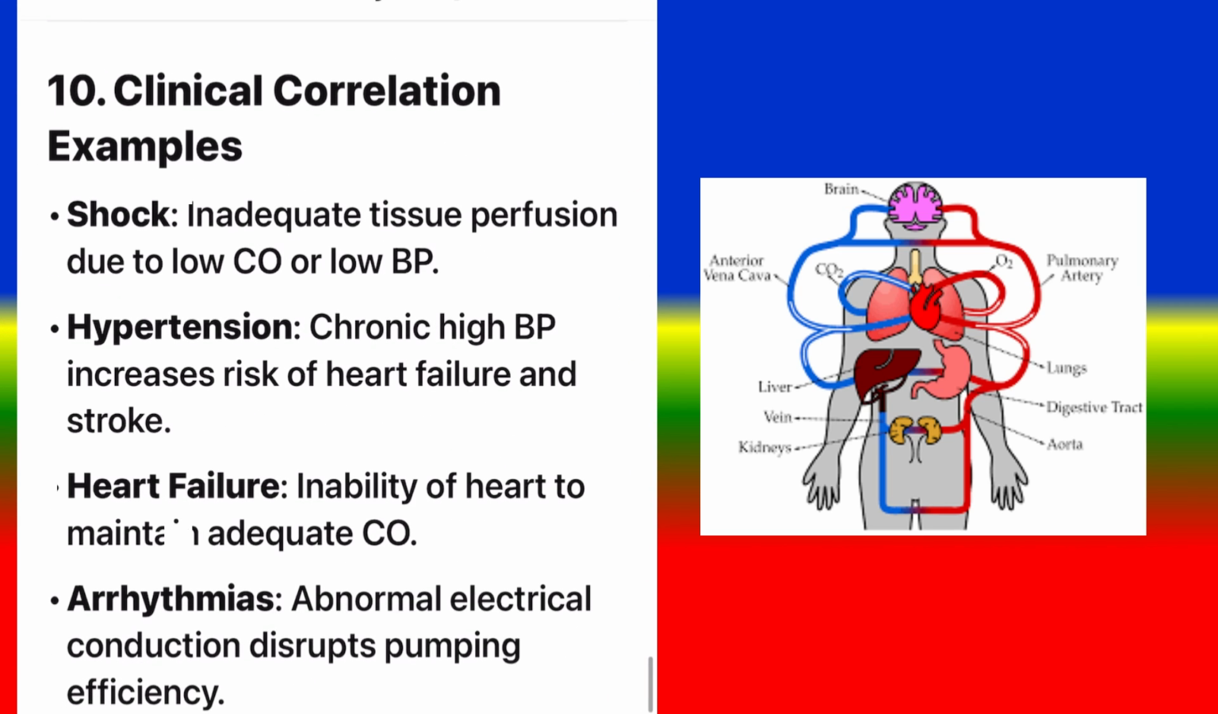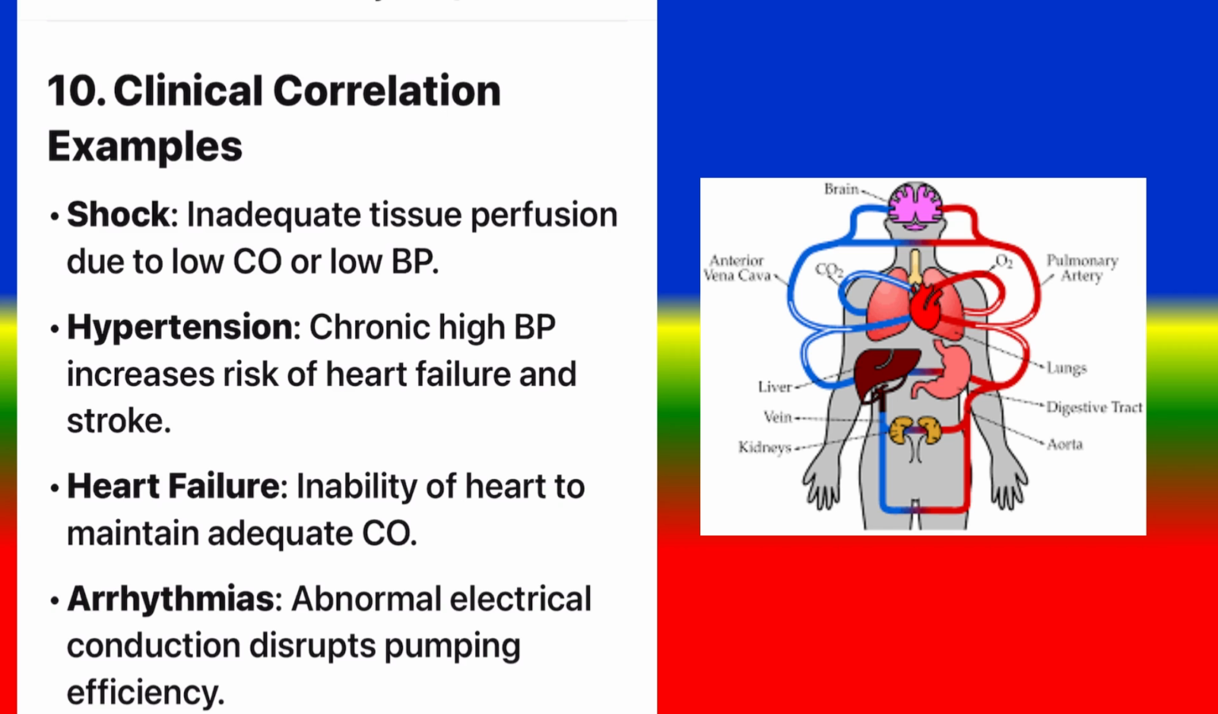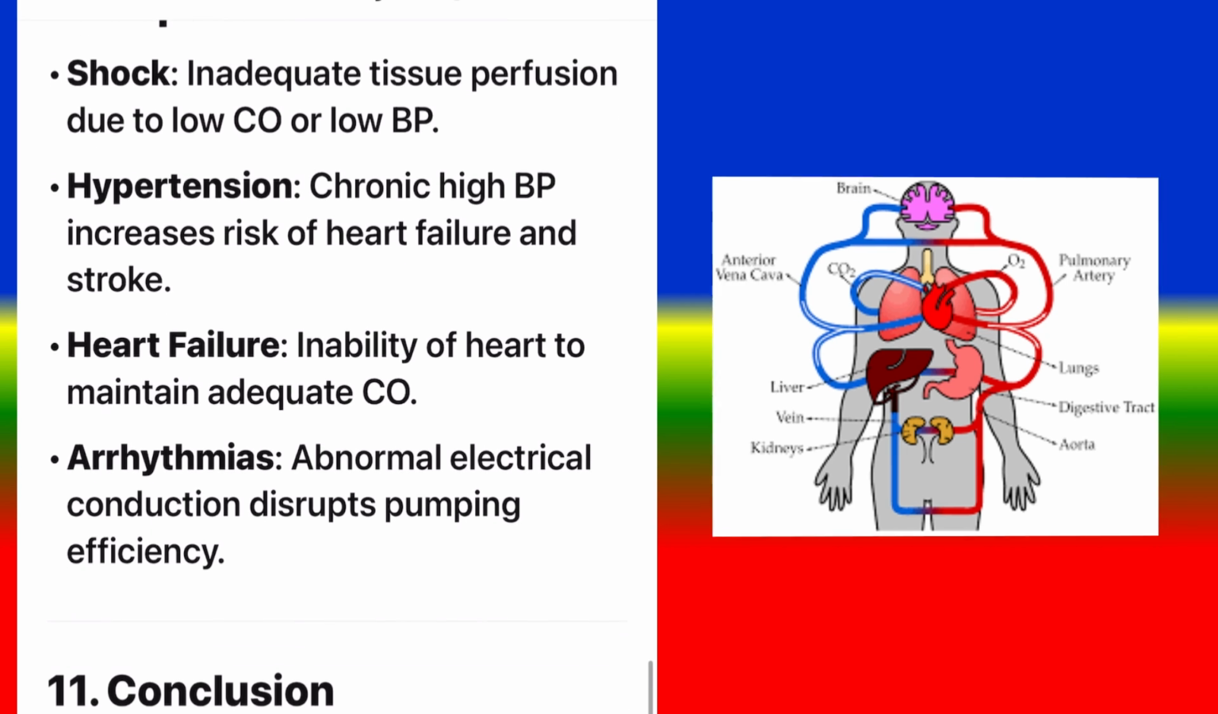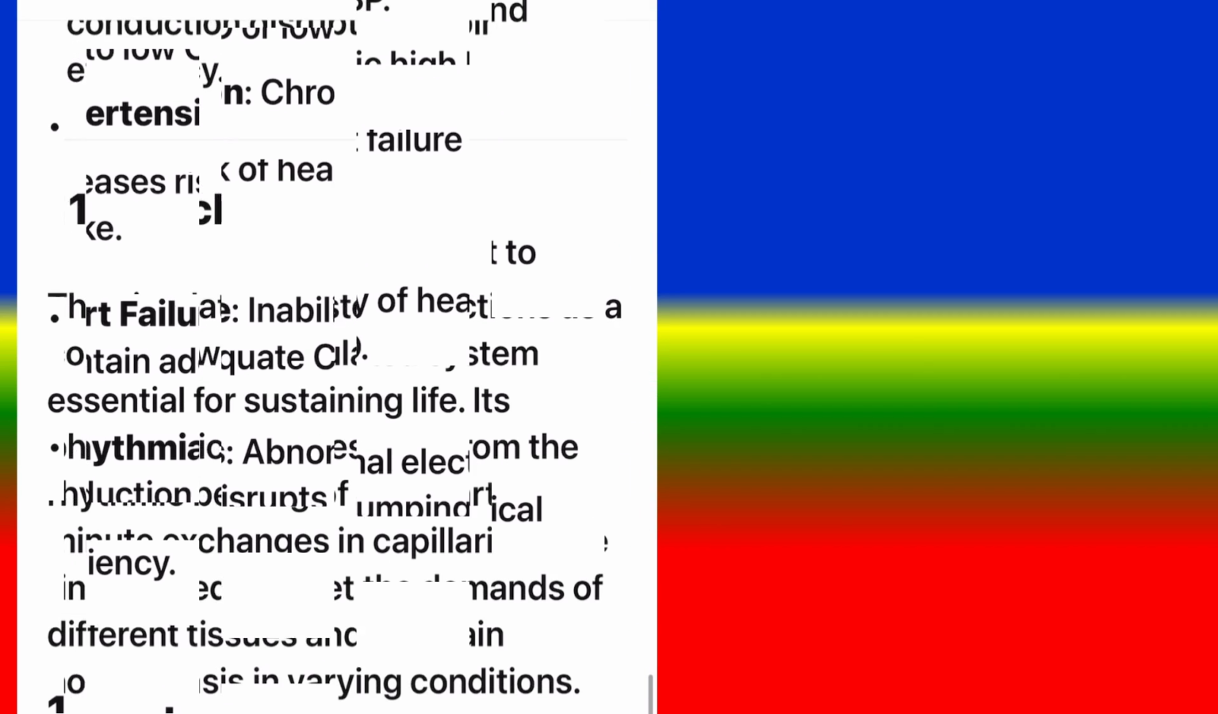10. Clinical correlation examples. Shock: inadequate tissue perfusion due to low CO or low BP. Hypertension: chronic high BP increases risk of heart failure and stroke. Heart failure: inability of the heart to maintain adequate CO. Arrhythmias: abnormal electrical conduction disrupts pumping efficiency.